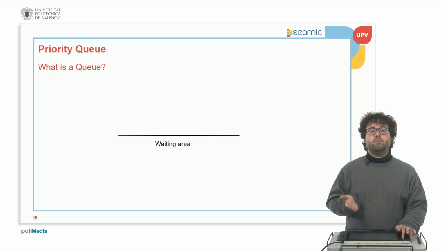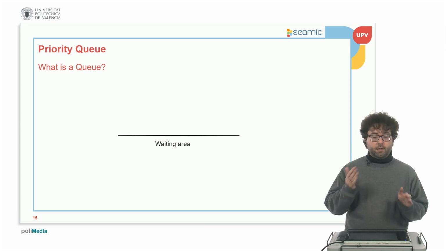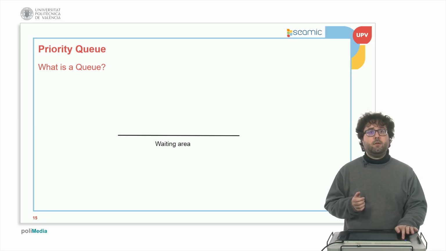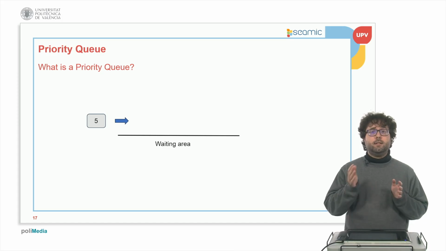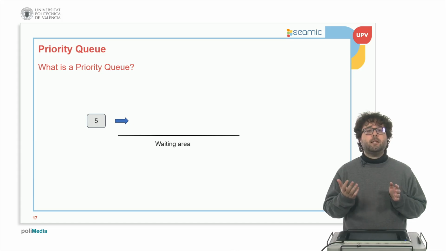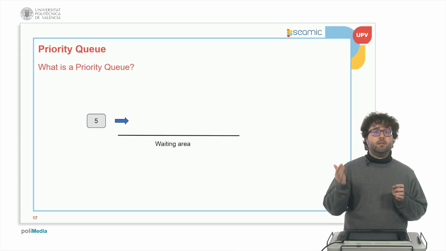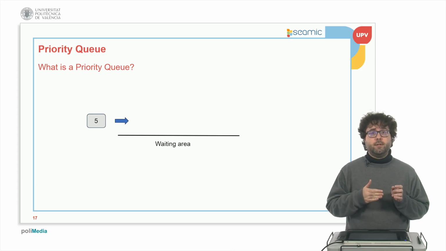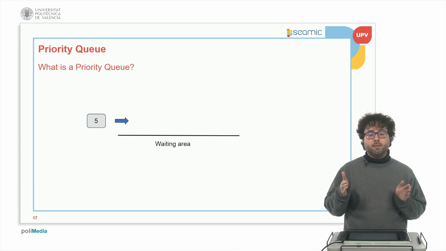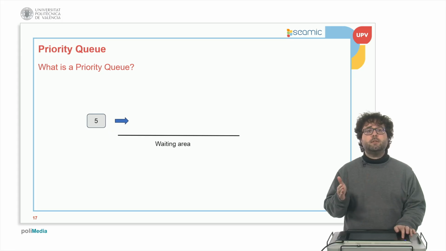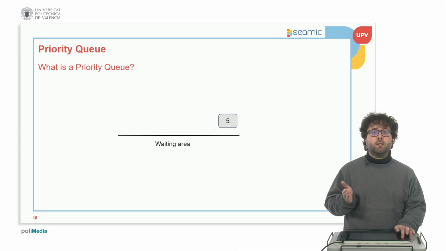What we want to do now is implement a priority system in order to make some elements more important than others. So each element will have a priority number assigned, and in this case we are going to consider that the lower the number, the higher its priority. In this first case, since the queue is empty, no matter the priority, the element will go in the first place of the queue.